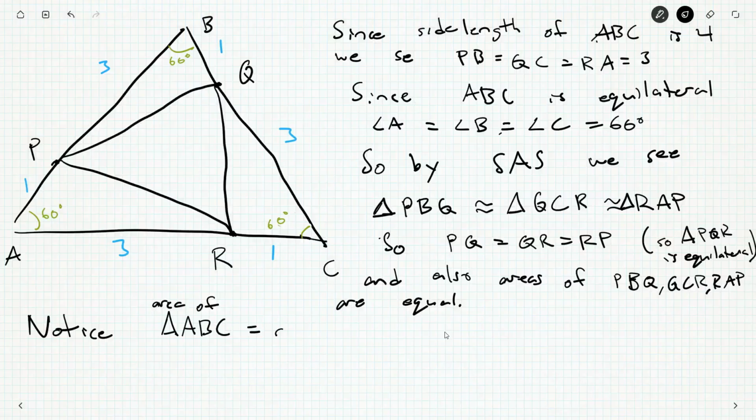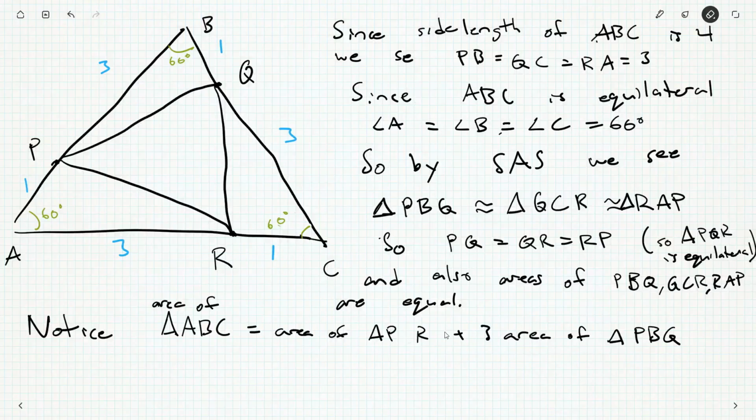So the area of that is the area of triangle PQR plus 3 times the area of triangle PBQ. So if we get one of the things they're asking for, we get them all. Alright, well, which one should we shoot for? I'm more inclined to go for PQR just because we know it's equilateral, as I've said, and we already worked out a formula for the area of an equilateral triangle in terms of its side length. So I think that might be a fine thing to do.